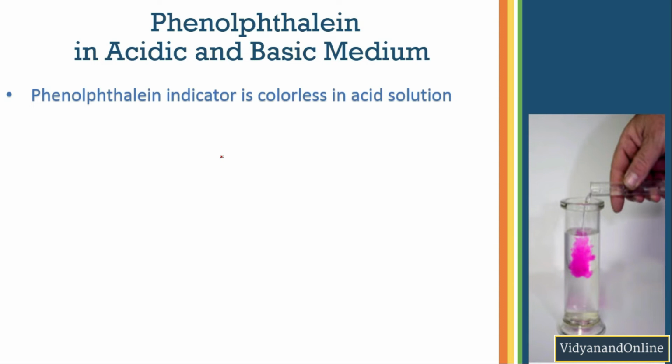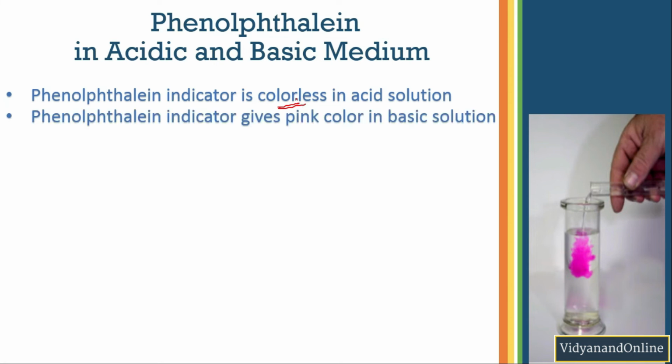So here if you see, phenolphthalein indicator is colorless in acidic medium, that is, it doesn't change its color in acidic medium. Whereas if we talk about the basic solution, it changes its color from colorless to pink. So here if you see, this is the basic solution and this is phenolphthalein which is added to this basic solution. Now as soon as the phenolphthalein is added to this basic solution, the color of phenolphthalein is changed from colorless to pink.